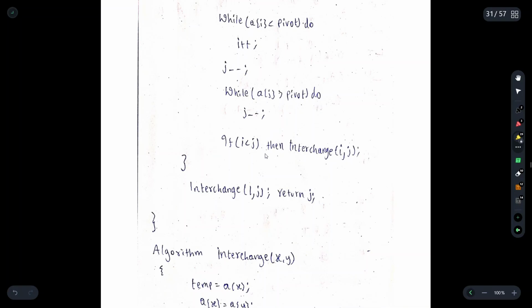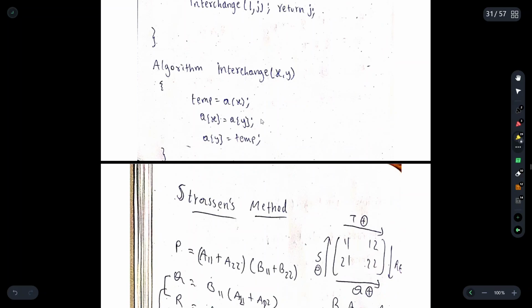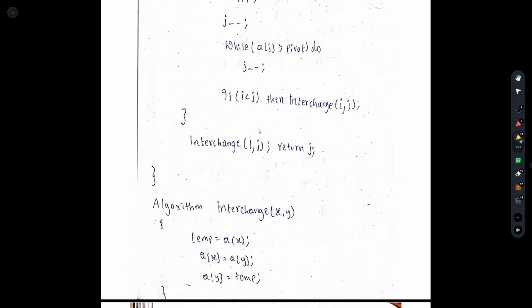So if i is less than j, then interchange i and j. Interchange is nothing but we put one value into a temporary variable, then swap the values, and put the temporary value into the other position. This is something we have already learned in our earlier classes.